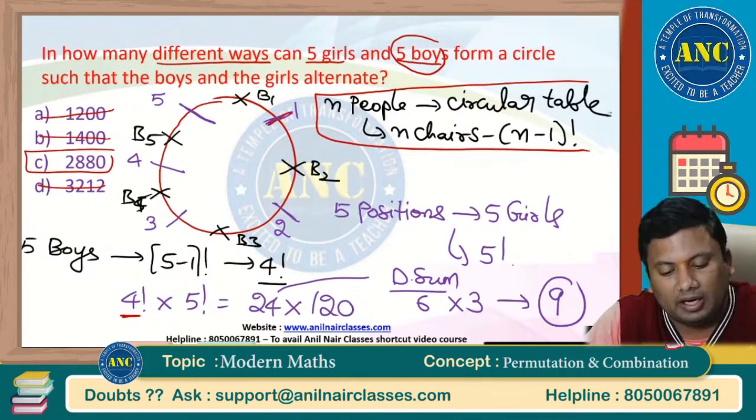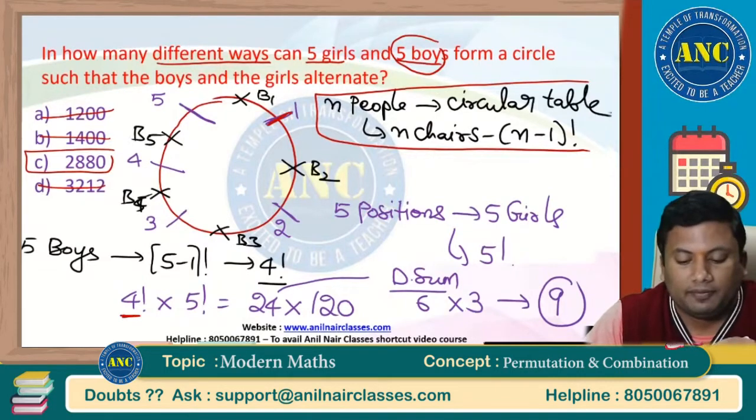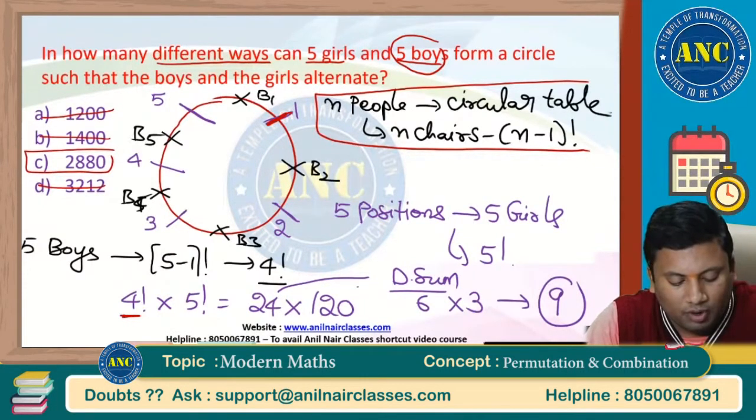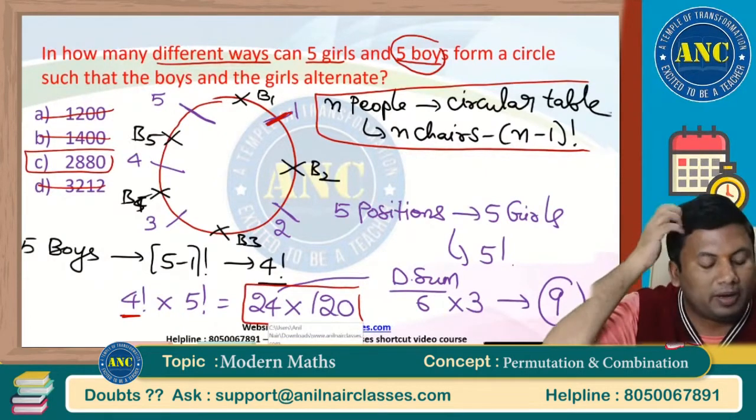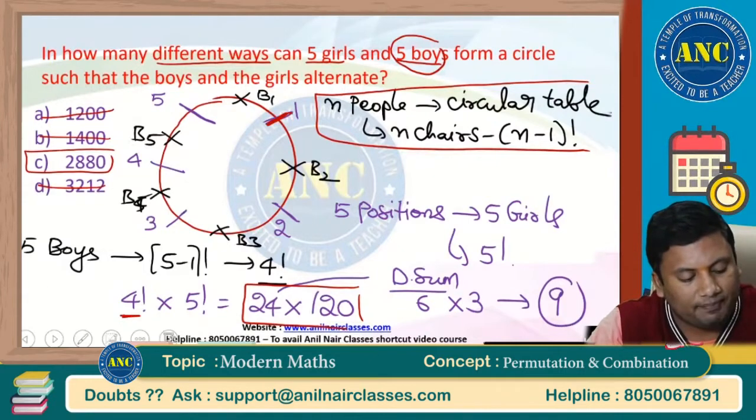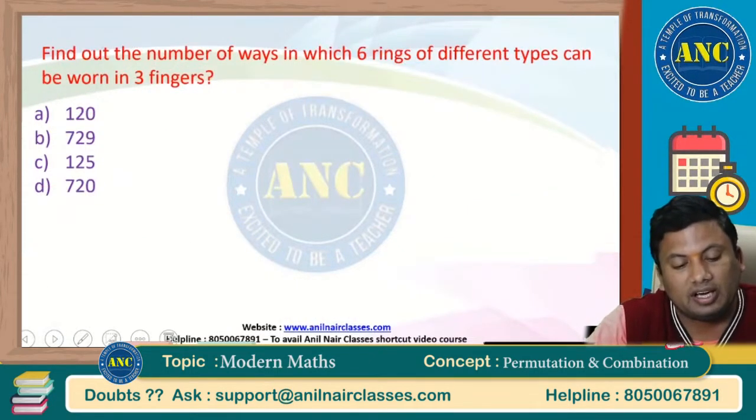Each gap can be taken by any one out of the 5 girls. So 5 positions, 4, 3, 2, 1. 5 into 4 into 3 into 2 into 1 is 120. 120 into 24: either you multiply and get the answer as 2880 or use a digital sum. First one, I hope it is clear.